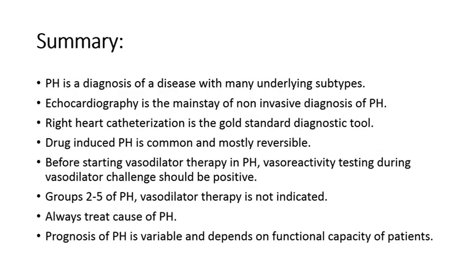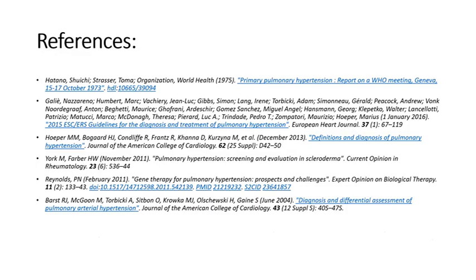In summary, pulmonary hypertension is a diagnosis of a disease with many underlying subtypes. Echocardiography is the mainstay of non-invasive diagnosis, while right heart catheterization is the gold standard diagnostic tool. Drug-induced pulmonary hypertension is common as well. Before starting vasodilator therapy for group 1, vasoreactivity testing should be positive, and groups 2 to 5 have different therapy, and the main therapy for them is to treat the cause. Always treat the cause of pulmonary hypertension, and the prognosis is variable and depends on the functional capacity of the patient.